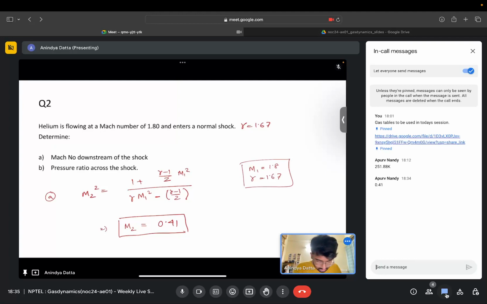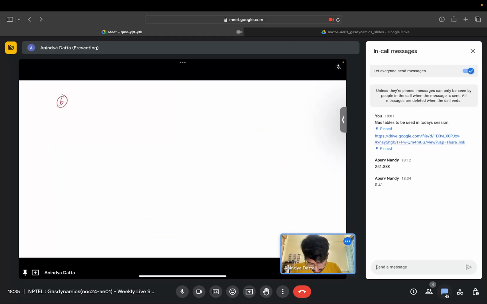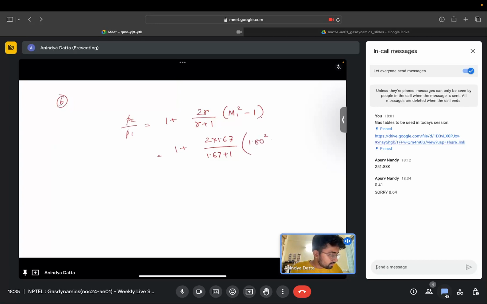Okay, so next we have to find the pressure ratio across the shock. The formula for this is P2 by P1 is equal to 1 plus 2 gamma by (gamma plus 1) times (M1 square minus 1), with gamma 1.67 and M1 equal to 1.8.